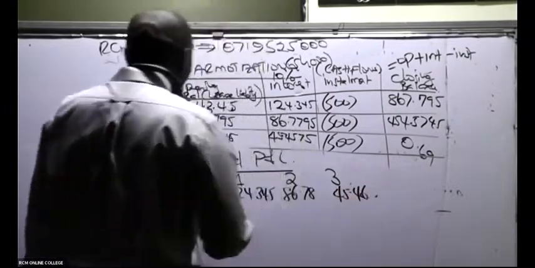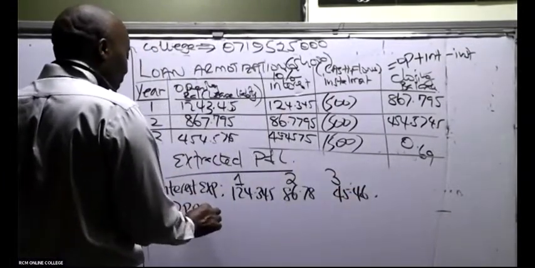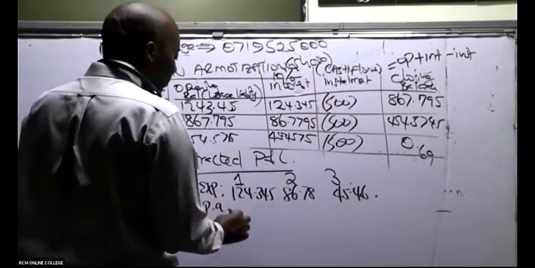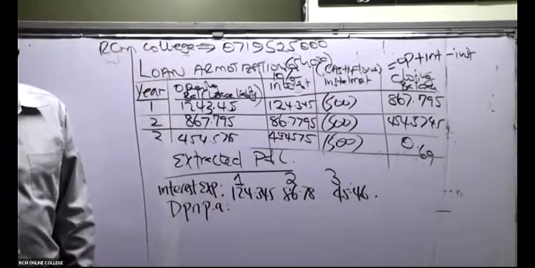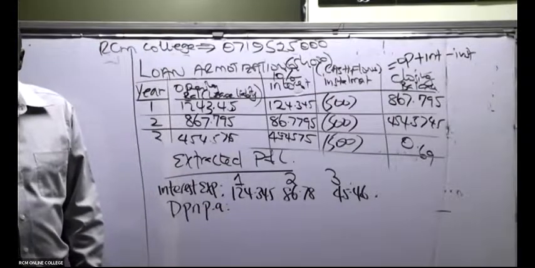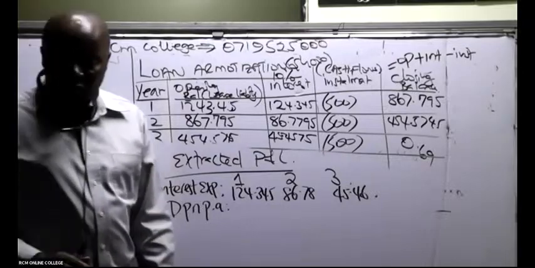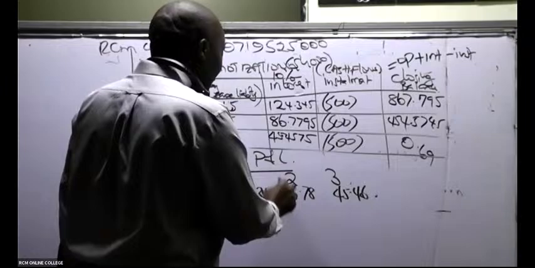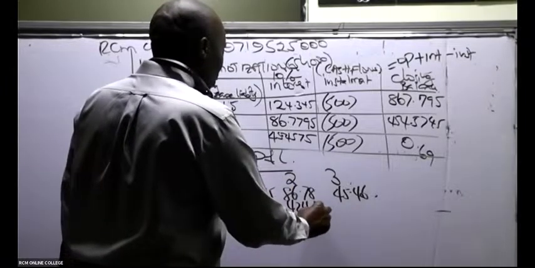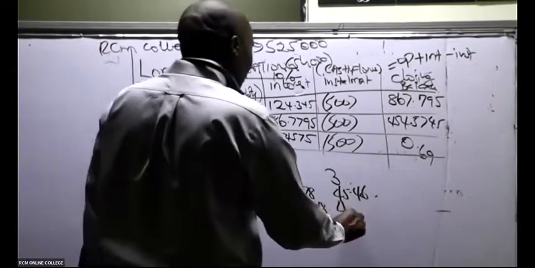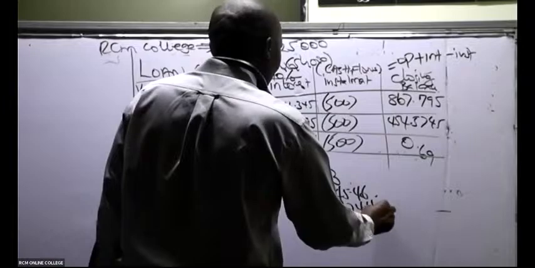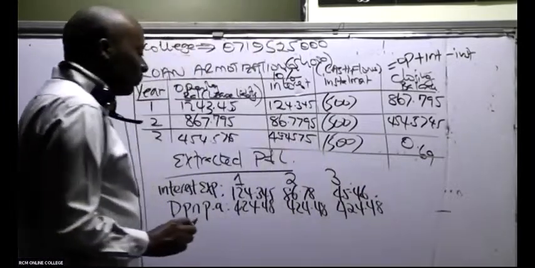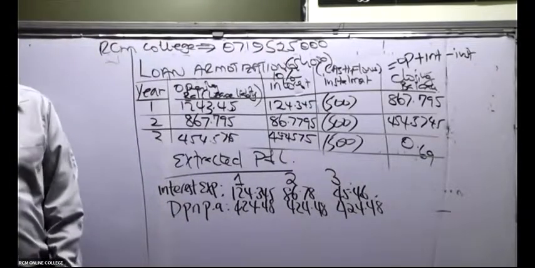That is interest. Then you bring here depreciation per annum. This is an expense that you bring here. And you guys have given me this depreciation. It is 424.48. So it's normally uniform. That is extracted P&L.